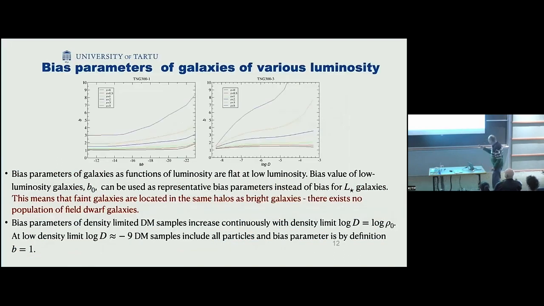Look here. The bias parameter for low luminosity galaxies is constant. It depends on time, of course, but for every epoch it's constant. That means these particles are located in the same halos. But that's in the simulations, not in the real universe. But I don't understand your statement that there are no dwarf galaxies in the field. Yeah, they are in filaments, and that is a clustered population.